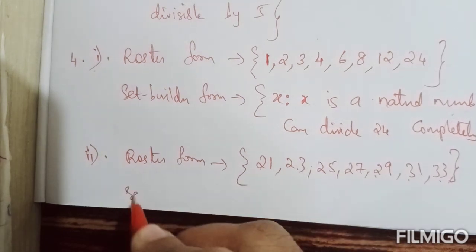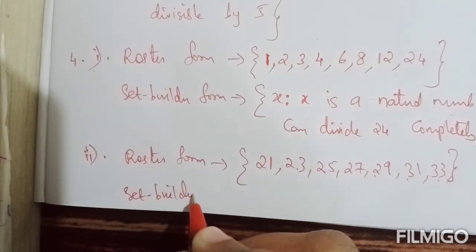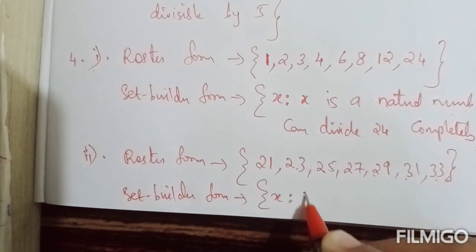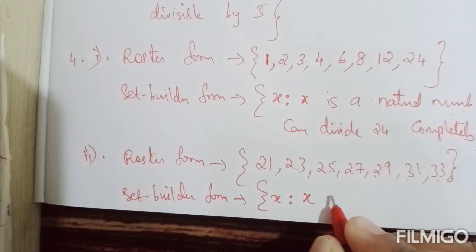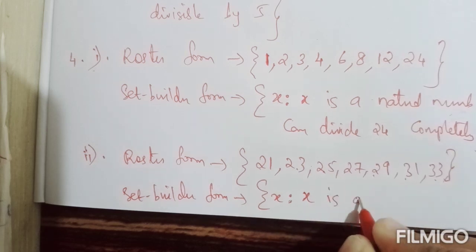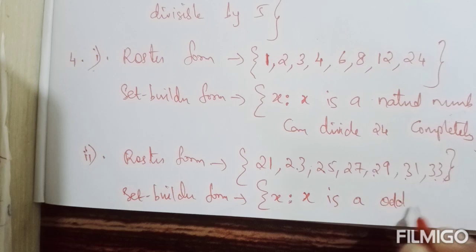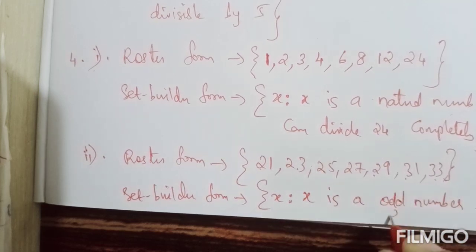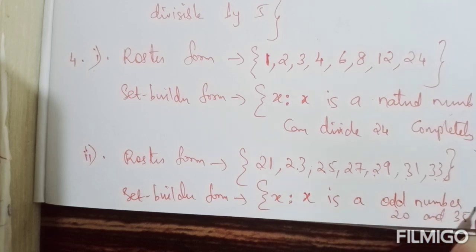Okay, now you can write that in set builder form. Set builder form, set of all x such that you can write that statement. From the question itself you will get that x is an odd number between 20 and 35. Okay, that 5th one, set of all 2-digit numbers that are perfect squares as well. So the numbers should be perfect square and it should be 2-digit number.